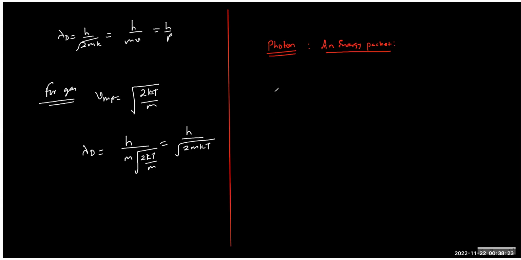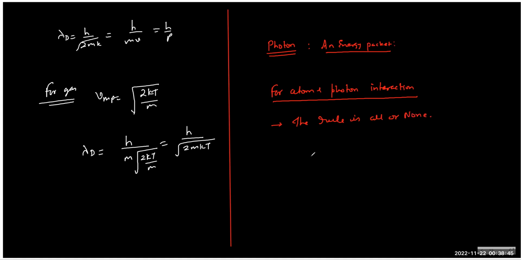So for atom and photon interaction, the rule is all or none. What does it mean? If the energy of the photon is equivalent to the energy difference between any orbits, and if there is an electron available in that orbit, that photon will be completely absorbed and used for the electronic transition. Now the question is, what will happen to the conservation of momentum?